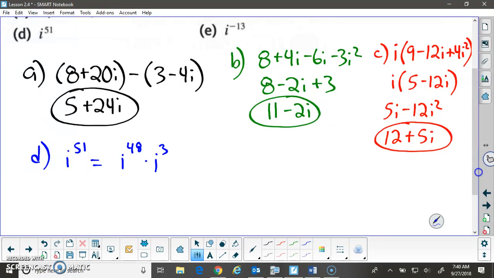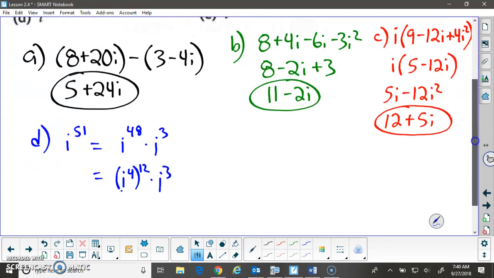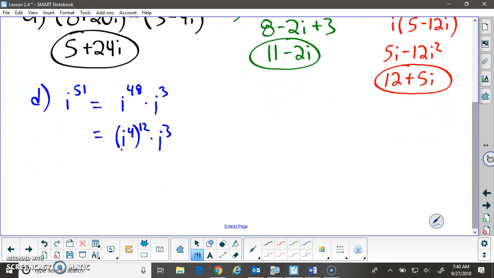Now, why did I break it apart into a 48 and a 3? Because I to the 48th is the same thing as I to the fourth raised to the 12th. And why did I break apart that 48 into a 4 raised to the 12th? Because I to the fourth is just equal to 1. And now 1 to the 12th is just equal to 1. And if you remember on the previous page, I had I to the third equal to negative I. And so this whole expression just simplifies into negative I.